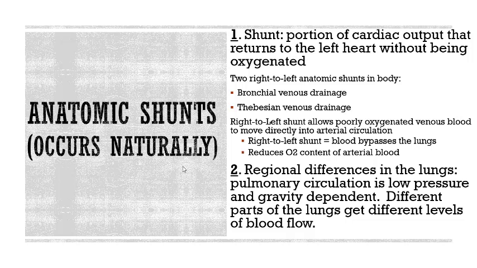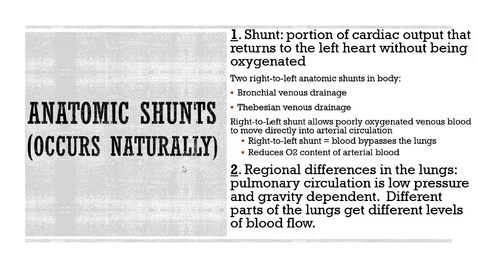You have two things that create an anatomic shunt. The first one is there's a portion of your cardiac output that returns to the left side of your heart without being oxygenated. This one I feel like is a little bit hard to envision without us going through more of the anatomy, which we do later. But ultimately, when you think about the blood that comes from your body that is returning to the heart, it returns to the heart on the right, okay? So you have blood that's coming back from your body to your heart on the right side.